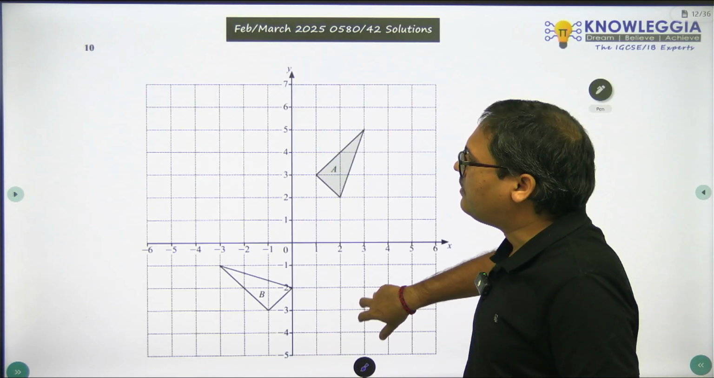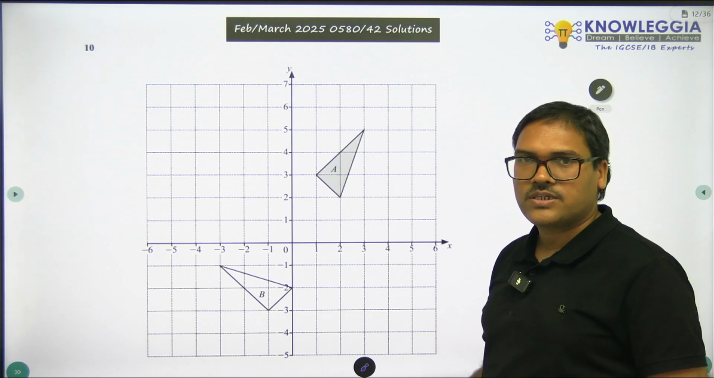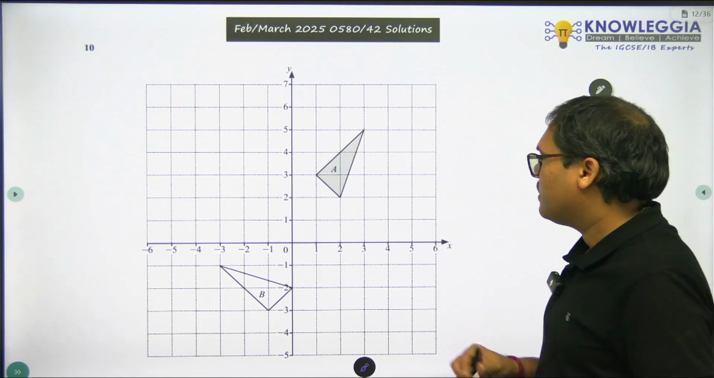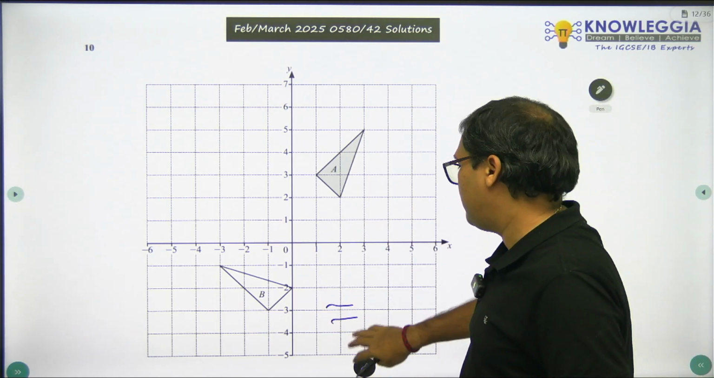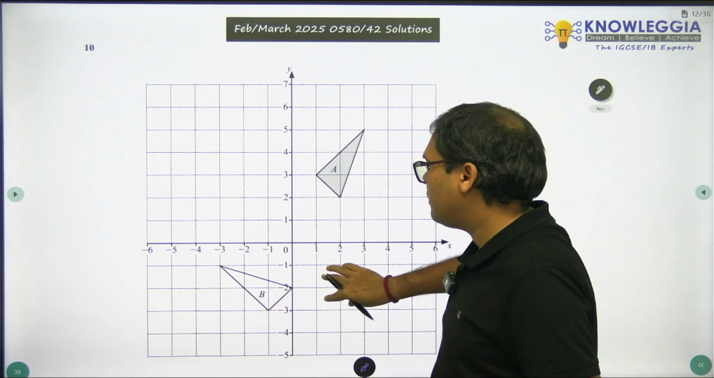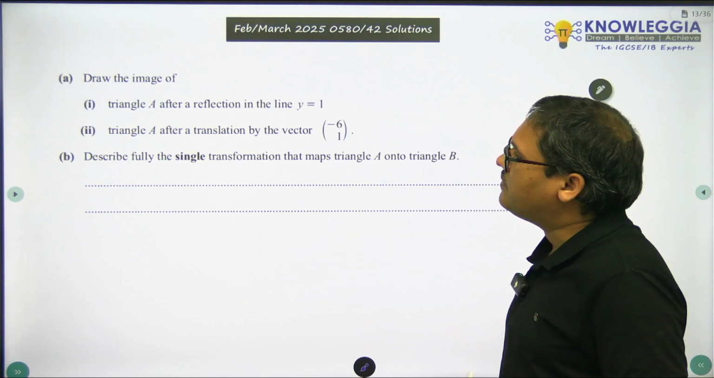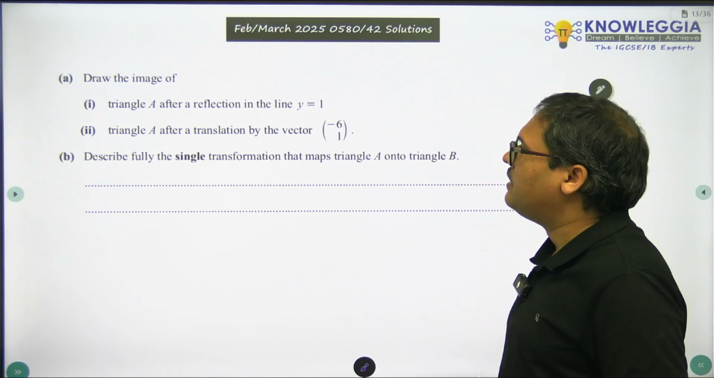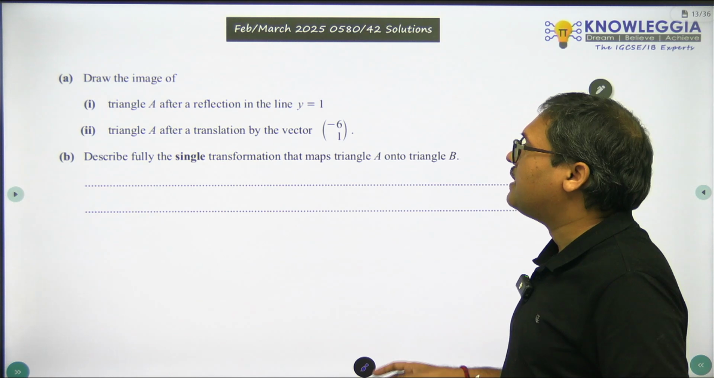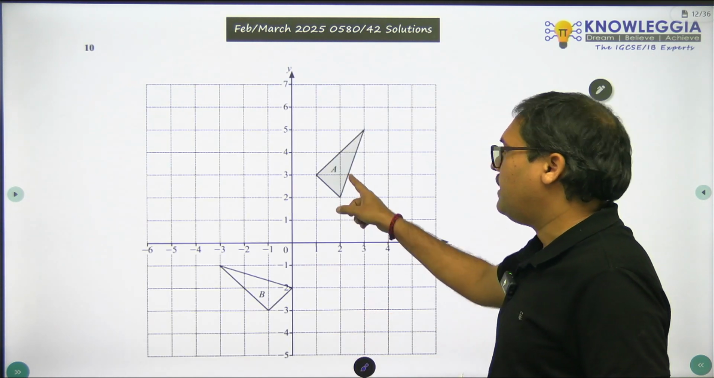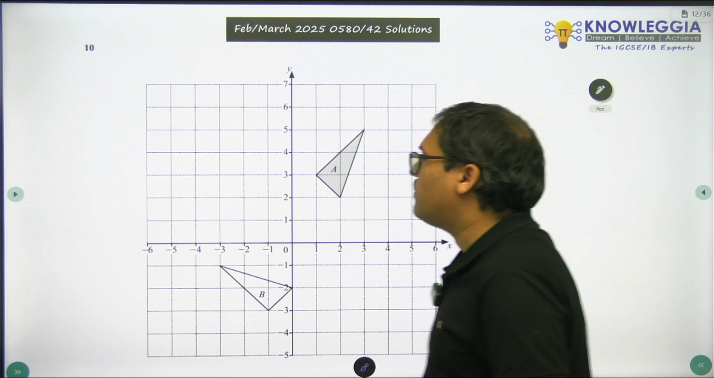Okay, now this is a question on transformation. Here you can see triangles A and B. What is the question? Draw the image of triangle A after the reflection in the line y equal to 1.